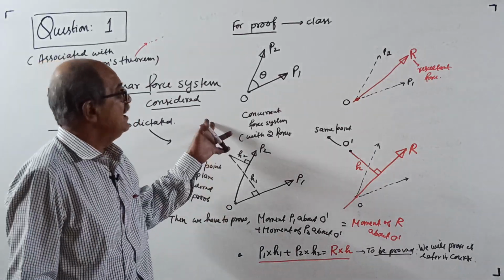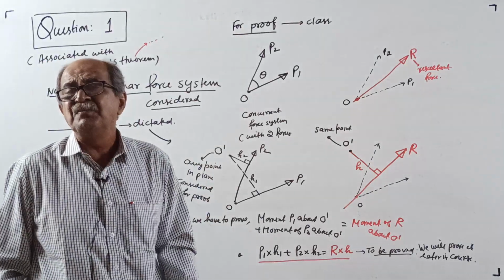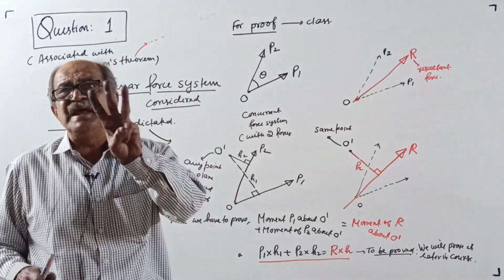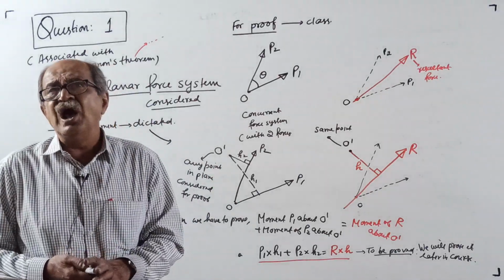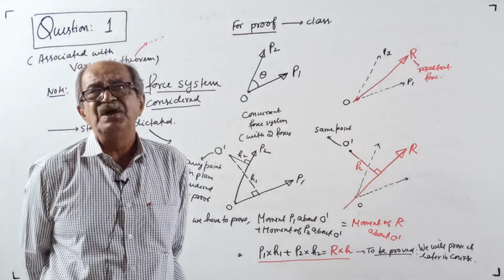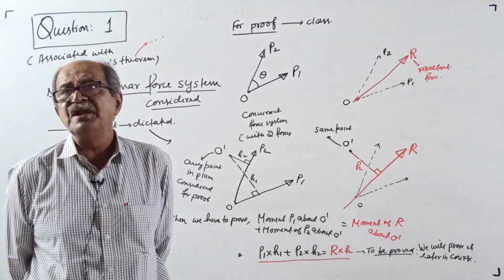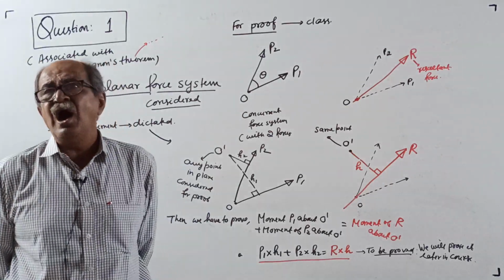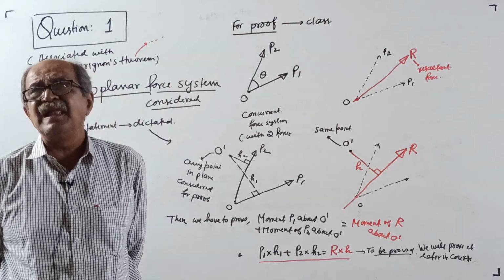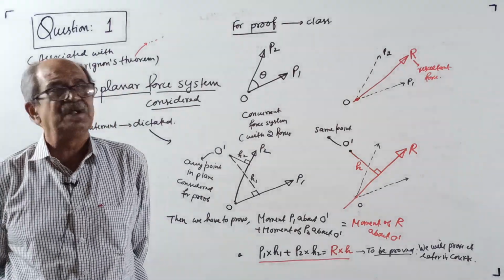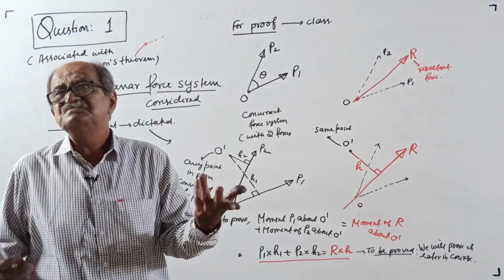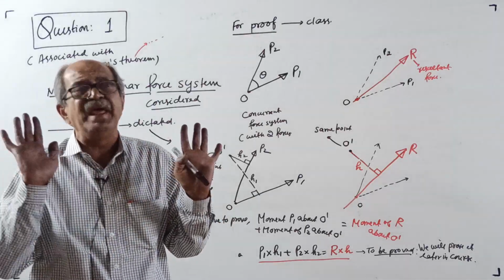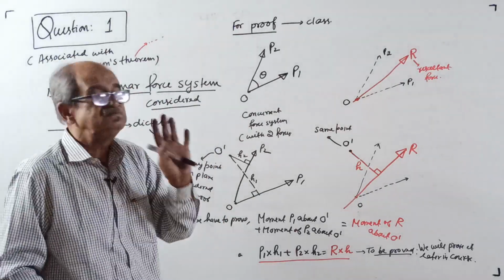So remember, in a coplanar force system, there are three categories. One, the lines of action of all the forces pass through one point: concurrent. Two, all lines of action are parallel to each other: parallel force system. Or three, random, but all forces lie in one plane. I will come to the next round.